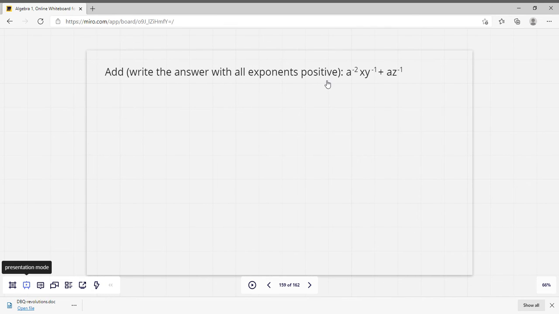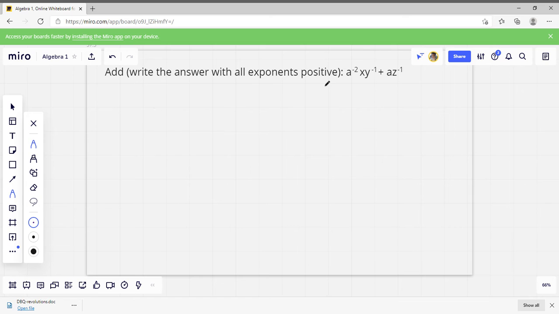Alright, another example. a squared x y to the negative 1 plus a z to the negative 1. So I'm going to have to move down my a and my y, and on this one I have to move down the z. So I'm going to have x left on the top, and then a y plus a left on the top, and then c is on the bottom. Oh, and that a is squared, so I have to leave that squared on there.